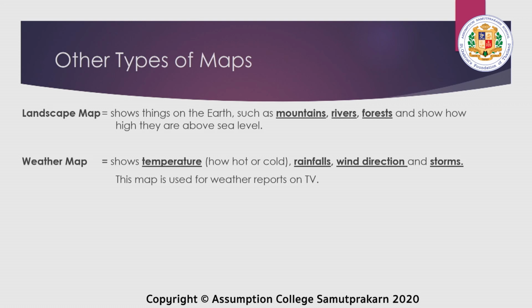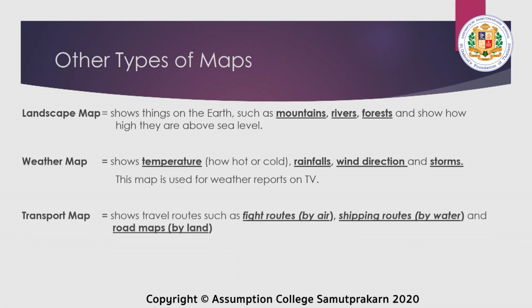This is simply precipitation. It also shows information like wind direction. Where's the wind coming from? Is it coming from the west going to the east or from the east going to the west? Wind direction. It also shows storms. Is there a coming storm in the area? So, it's what we call a weather map.